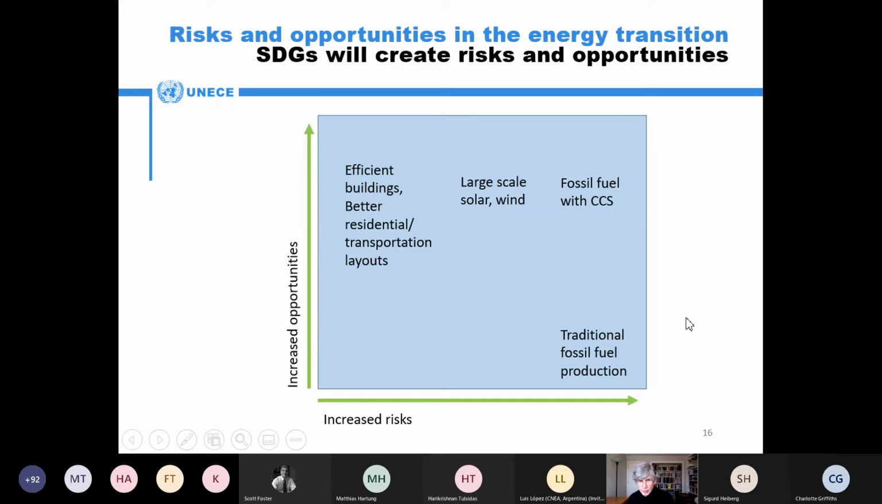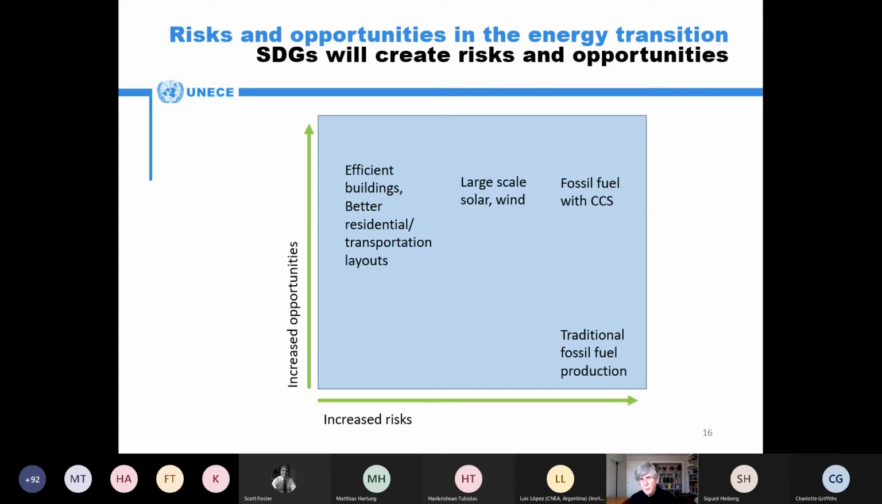On the other hand, looking up at the vertical axis, there's a lot we can do in terms of more efficient buildings, more efficient layouts of residence versus commercial versus industrial activities to change transportation patterns that would make sense at today's energy prices, that are kind of win-win, no-brainers in terms of improving energy efficiency and energy use. So those are purely increased opportunities associated with the sustainable goals, not that risky.